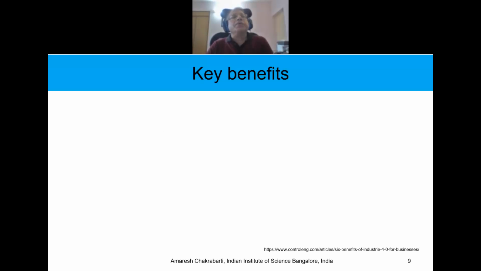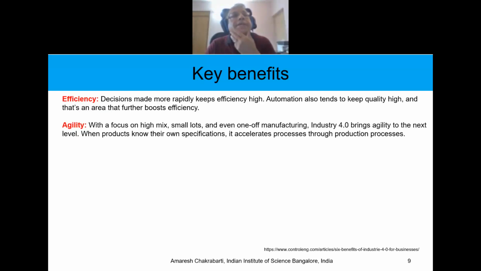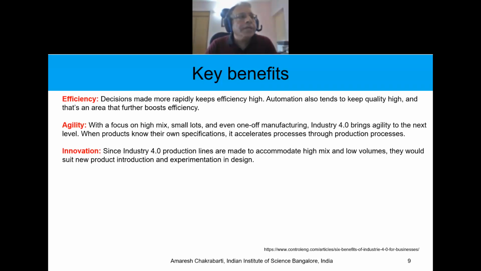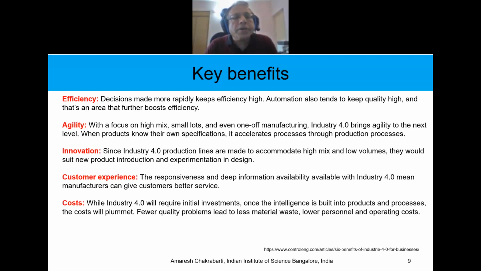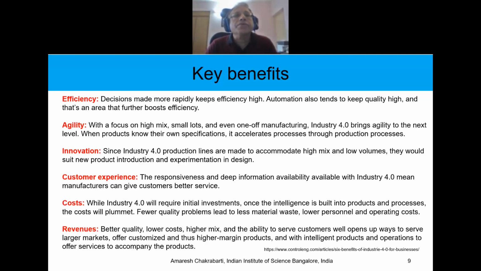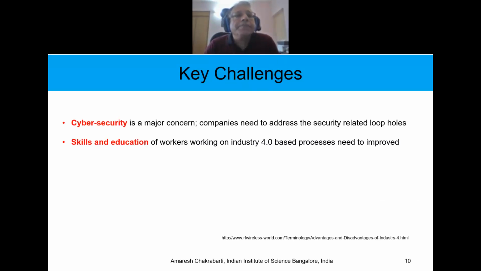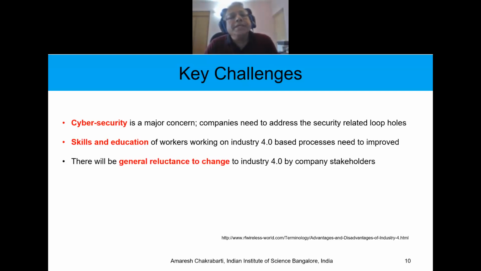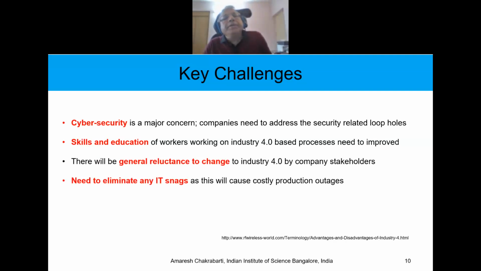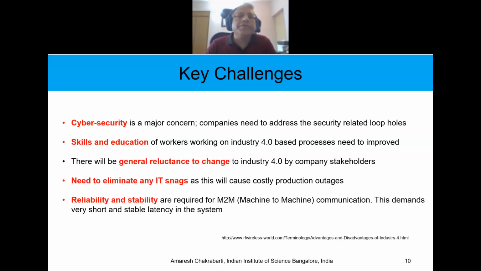What are the key benefits that are talked about? Efficiency, decisions are faster, and so on. Agility, easy to move, easy to adapt, greater innovation, greater customer experience, lower costs, and greater revenues. But of course, also challenges. Cybersecurity is a major concern. Skilling, reskilling, upskilling of workers at all levels are important. General reluctance to change is another issue. IT plays an increasingly important role. Therefore, snags will become costly, and then issues of reliability and stability of all of these communication networks become critical.